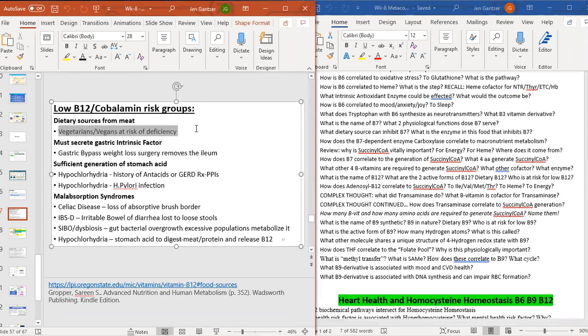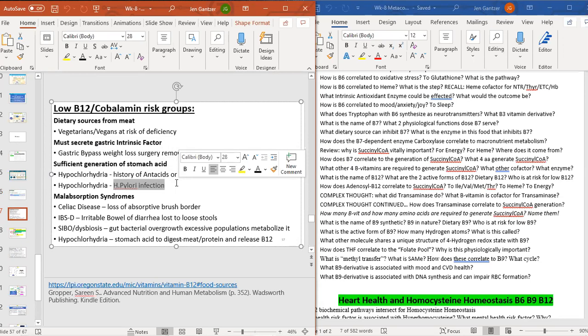Our vegetarians and vegans are at big risk of deficiency because you don't get naturally formed dietary cobalamin in plant-based dietary sources. Here's the next really big one, and this is important. This will come forward again. If you have low stomach acid, which is hypochlorhydria, and a lot of people who eat antacids or are on GERD medications, so that's an important one. Hypochlorhydria is also induced by an H. pylori infection.